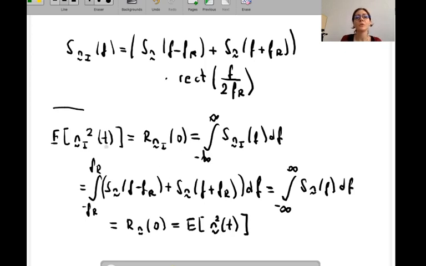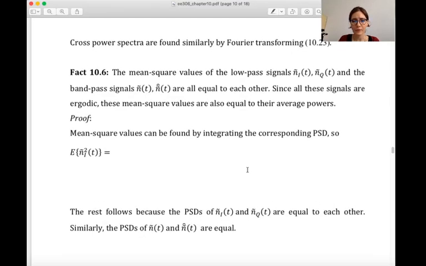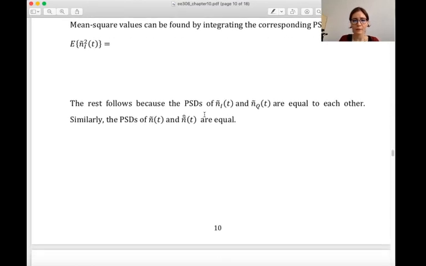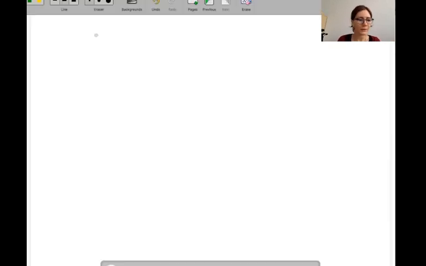And Ni and Nq have the same autocorrelation function, so it means that Nq of t also has this average power. Now, actually, we could make a nice drawing and table to compare all of these signals that we have seen before in terms of their average powers. So here we have the comment that the rest follows because the PSDs are equal to each other. So here, let's make this drawing that concludes everything. So again, let's start with the power spectral density of the original process.